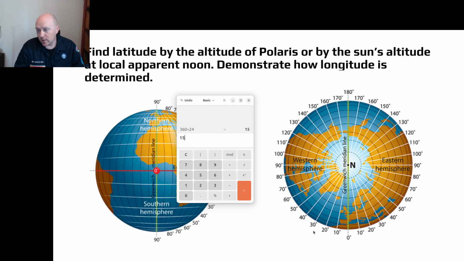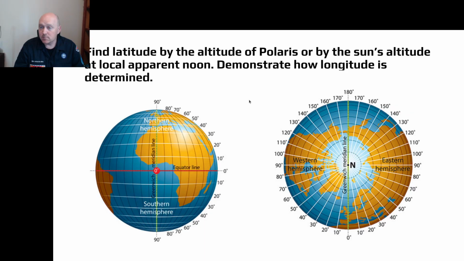But it goes all the way around. So if you're 6 hours out, you're probably somewhere in the Gulf of Mexico or something, or I don't know if there's much ocean over there, but you get the idea. If you can keep track of time, then you know where you are east and west.